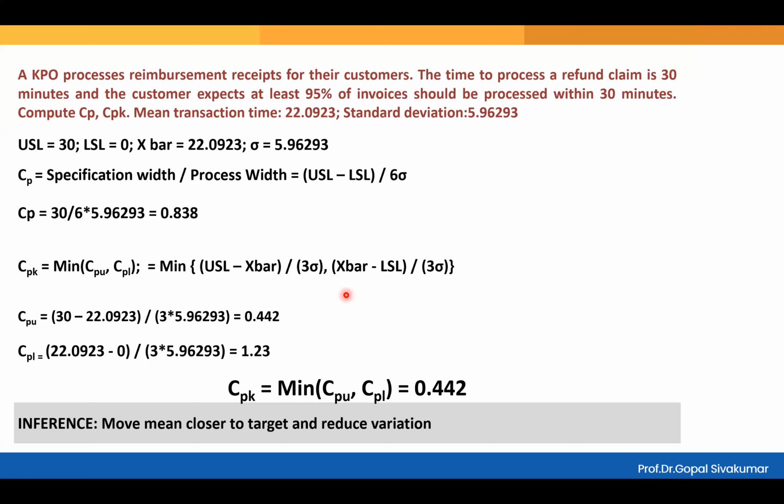This is called moving the mean closer to the target. Your sugar level is shifting downwards. That is your target, right? The target is to reduce the sugar level. So this is what we statistically call move the mean. Whenever your Cpk is under trouble, you must try to move the mean. Whenever your Cp is under trouble, you must reduce the variation. When both are under trouble, first focus should be on reducing variation.